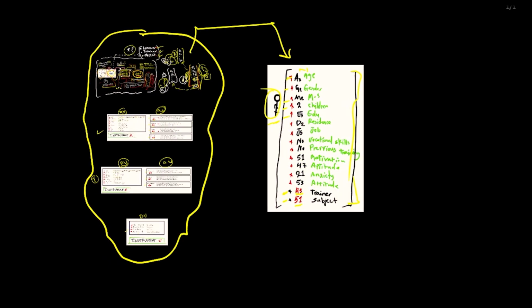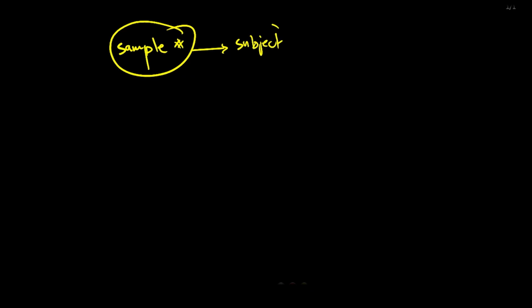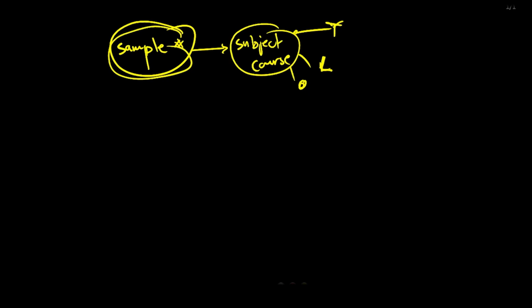So how are we going to start the implementation of a project? Before that, we need a sample. Choose a sample of a class, a certain course, teaching the subject that is under investigation. This course has a trainer, the learners, and of course the objects. If you remember, we have two different types of samples, the probability and the non-probability. In this case, we are dealing with a non-probability sample.